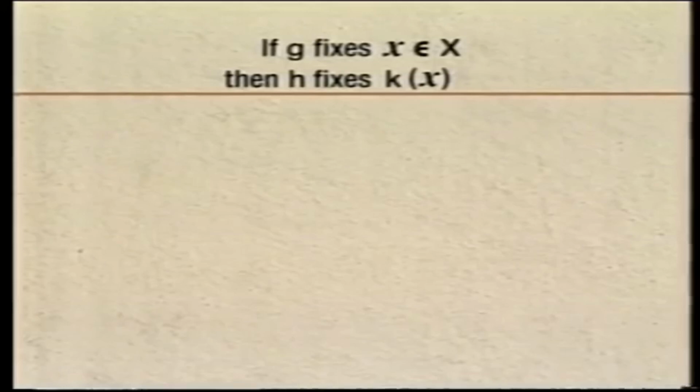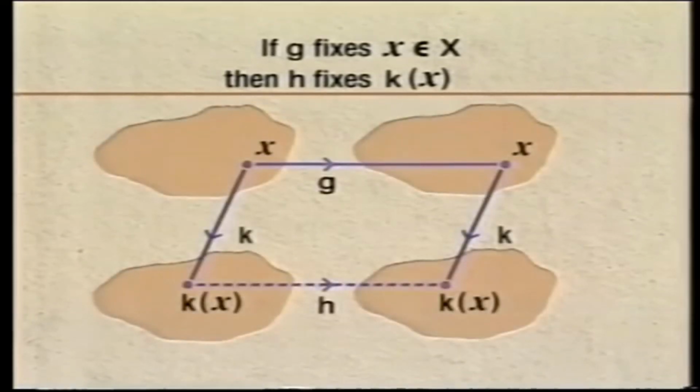The first half of the theorem can be illustrated with this diagram. The 4 patches are 4 copies of the set capital X. Along the top we've illustrated that G fixes the point X. G maps X to X. Then mapping downwards with K, we consider K of X. And the theorem claims that H maps K of X to K of X. Is this true?